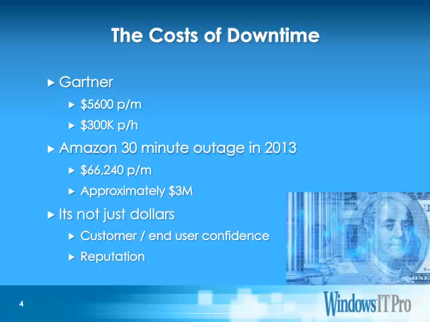For instance, look at Amazon. A 30-minute outage in 2013 cost them approximately $66,240 per minute, and so that would be about $3 million per hour. So you can see downtime can be very, very expensive, certainly in a monetary fashion, because you can't collect revenues, and your websites and online services won't work if your services are down.